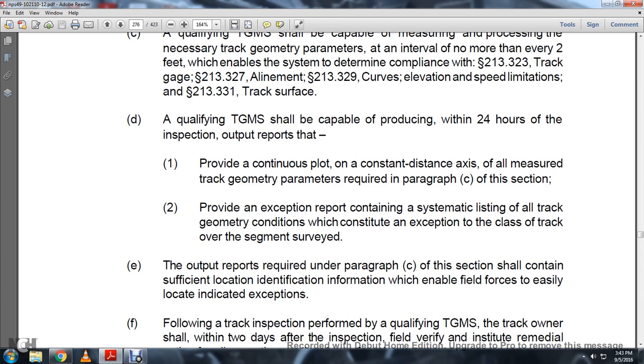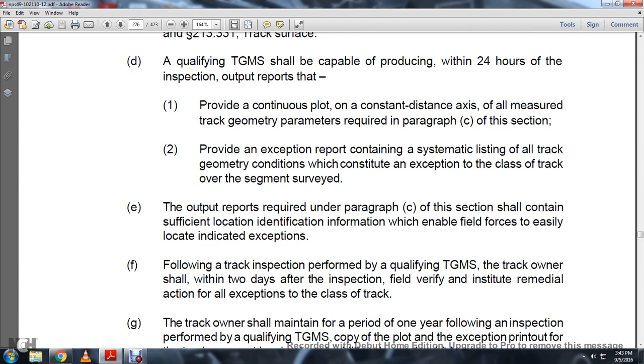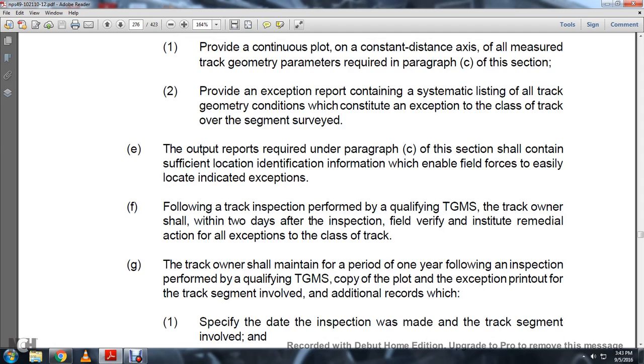Provide an exception report containing a systematic listing of the track geometry conditions constituting exceptions to the class of the track over the segmented survey. E. The output of the reports required for the paragraphs under C of this section shall contain sufficient location identification information to enable the field forces to easily locate indicated exceptions.